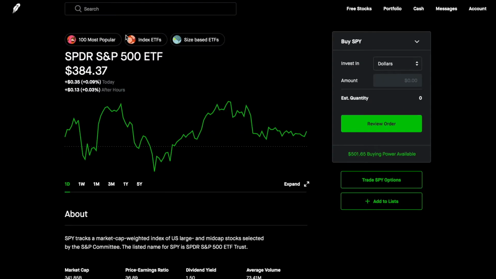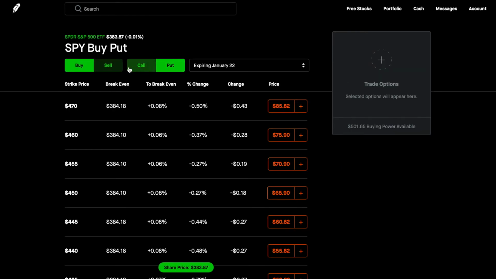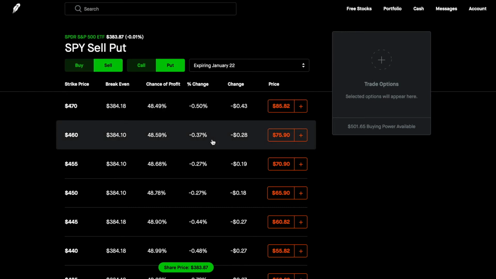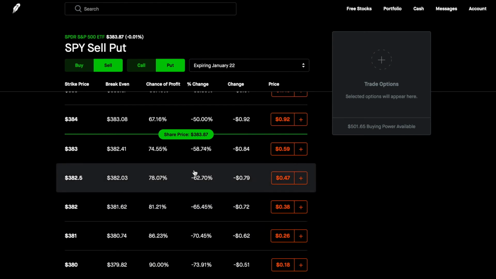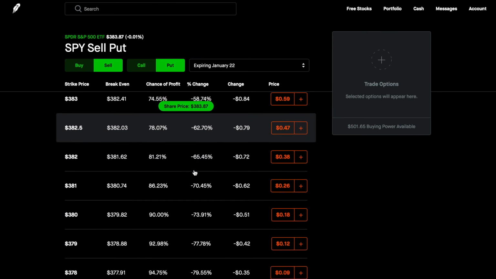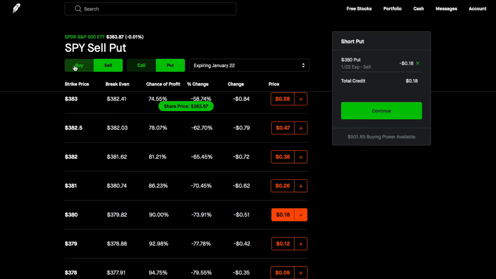But let's see for the SPY. We're going to trade options. We're going to go to the January 22nd. We're going to go to the puts. We're going to sell a put. One thing I will say too is you need to understand how your platform works, and you need to play around with that before you start making trades to make sure that you know how everything flows and how everything works. So we're going to sell the 380.